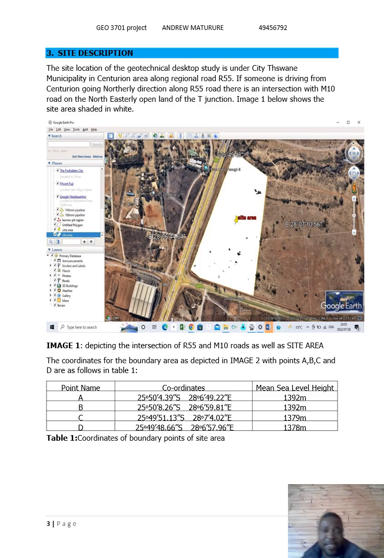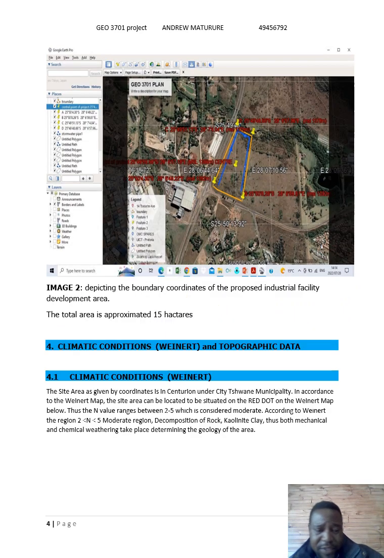Let us move on to slide number 5. On slide number 5, we also discuss the total area, which is approximately 14.93 hectares, approximately 15 hectares. These yellow lines and the red letters show the demarcation of the area. This is point A, this is point B, this is point C, this is point D, and this information is about their coordinates as well as their mean sea level heights.